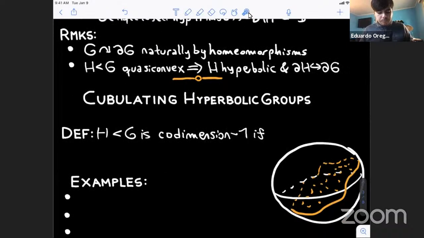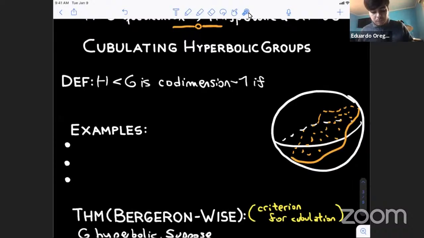Okay, so let's continue. We want to cubulate hyperbolic groups, and indeed we want to cubulate groups in general. So we'll see applications for hyperbolic groups, but the moral of this is that we can do this for any finitely generated group as long as we have a nice subgroup. And the notion of nice subgroup here is the notion of codimension one. So if you have a group G that is not necessarily hyperbolic, but let's say finitely generated, a subgroup H is codimension one if, okay, we take the Cayley graph of G, any Cayley graph, and we mod this by the action of H, which is called the Schreier graph. And this quotient is still a graph, and we count the number of ends. And we need this graph to have more than one end.